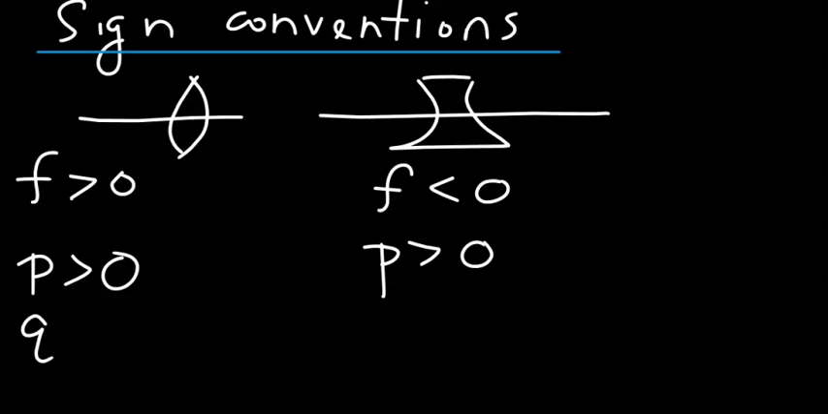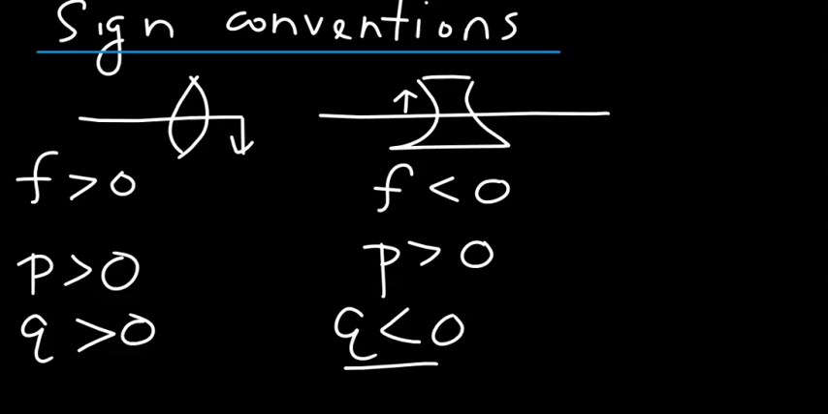If the image is on the outgoing side of the surface, then it's a positive number, meaning if your image is like this, in the example that we discussed a few minutes ago, then it's positive. If the image is on the incoming side of the surface of the lens, then it will be negative. For example, in a case where you have a concave lens where the image was formed like that. So in that example, q is negative.